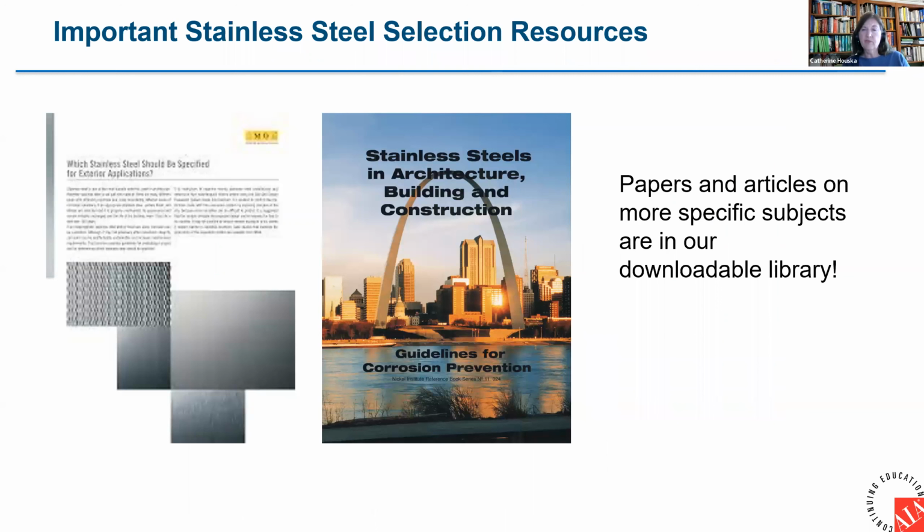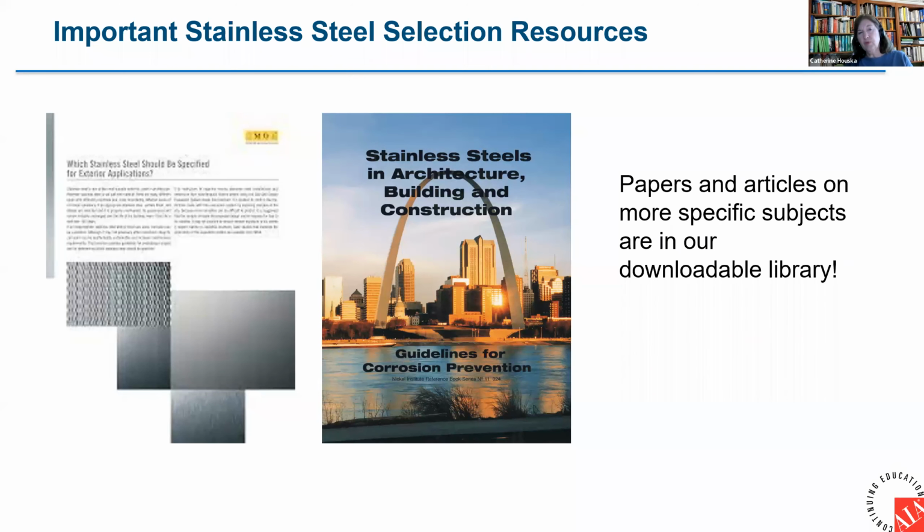Your starting point for assessing the environment and determining which stainless steel would be most appropriate are these two. "Which Stainless Steel Should Be Specified for Exterior Applications" from the International Molybdenum Association is a scoring system that walks you through the factors that are important in selecting the right stainless steel and finish combination for your application. It assumes that you will not want corrosion.